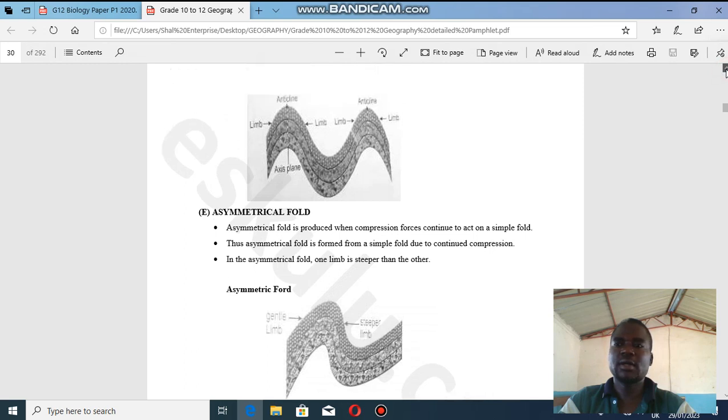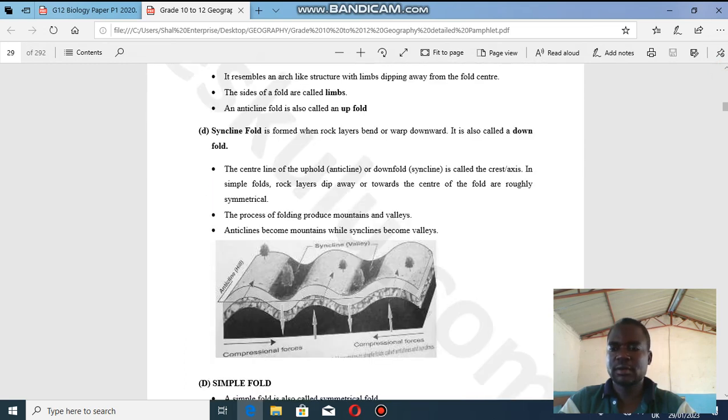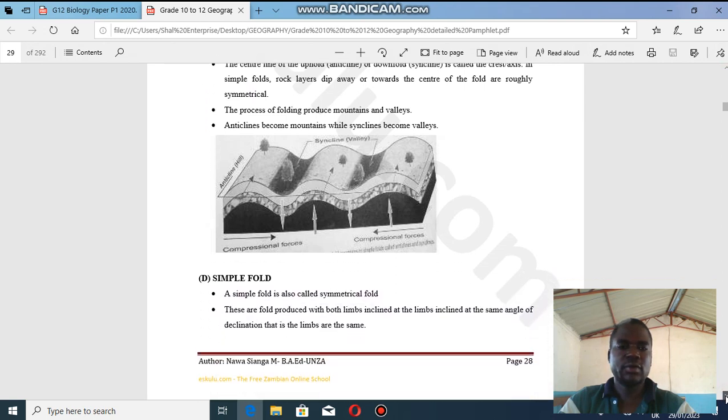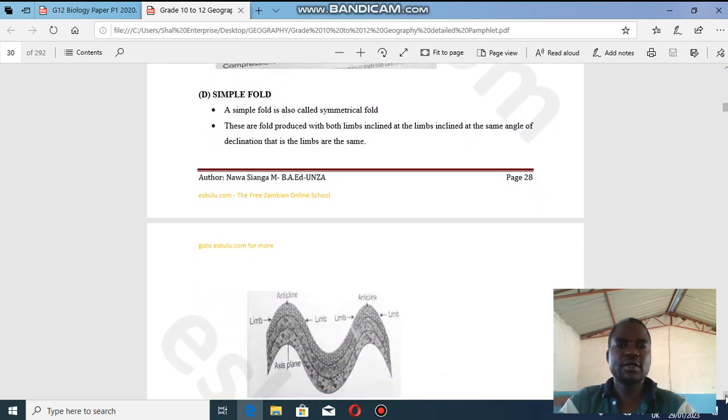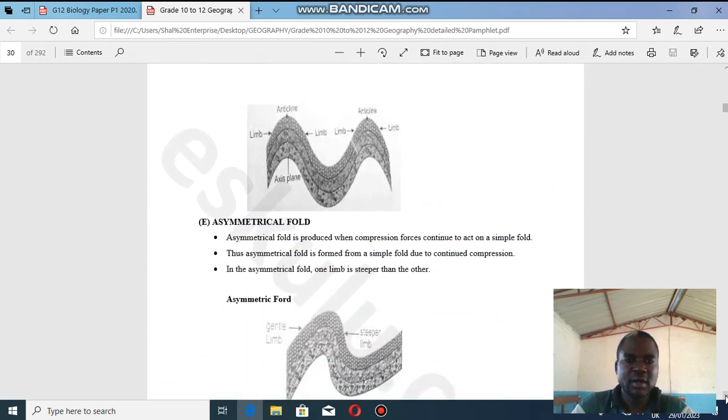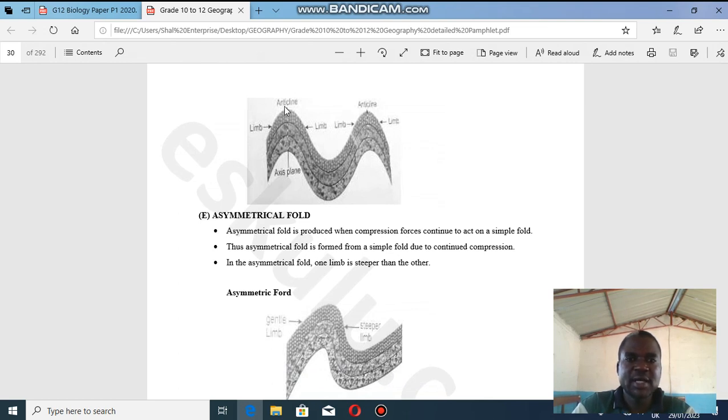So we look now at simple folds. A simple fold is also called the symmetrical fold. These are folds produced with both limbs inclined at the same angle of declination. That is, the limbs are the same. As you can see, these are anticlines, mountains, then this is a syncline, then we have limbs. This is a limb, and also this part is a limb.